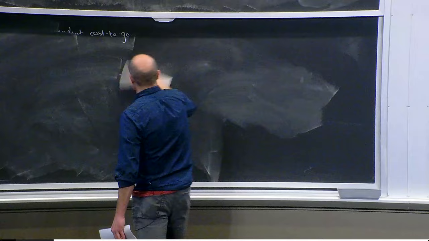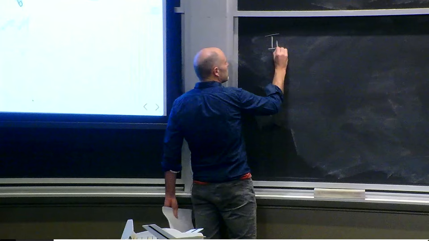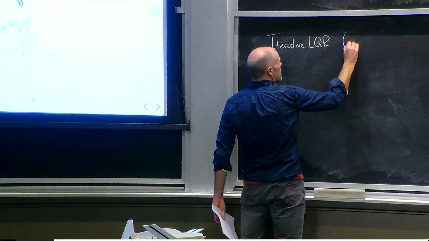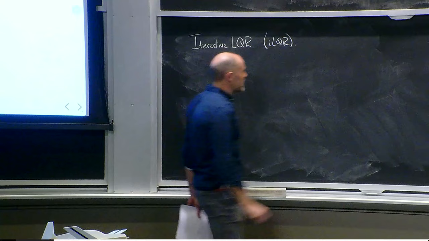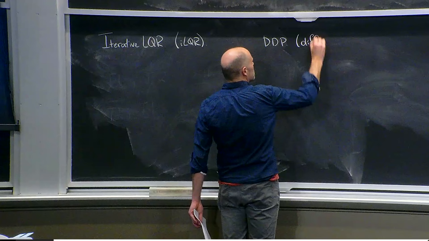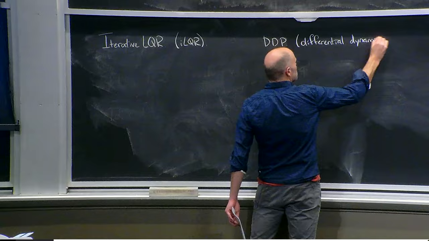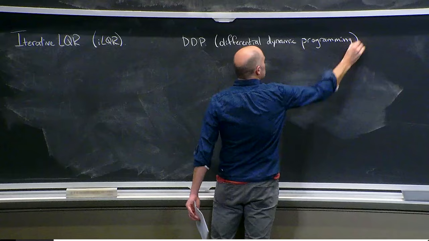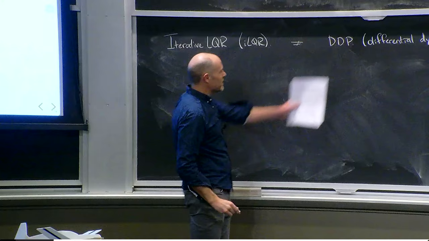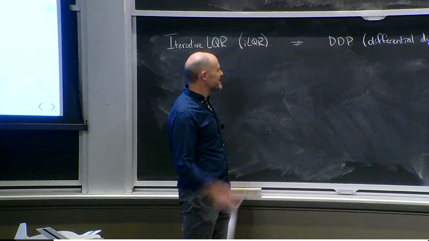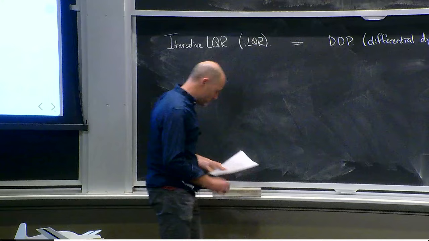This is the iterative LQR algorithm, often known as ILQR. There's a closely related algorithm called DDP. They're close, but they're not quite equal. A lot of papers say DDP when they mean ILQR and vice versa. Don't do that. I'll point out the differences when we come to it, but they're closely related. If you've heard of DDP, you basically know the gist of ILQR.